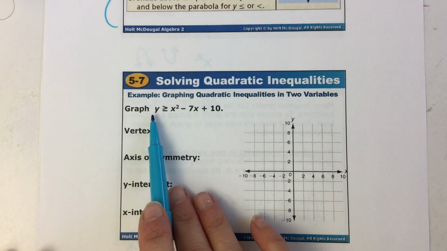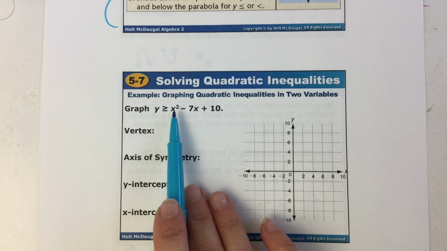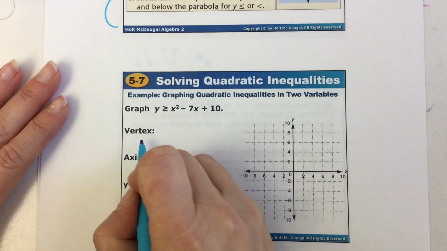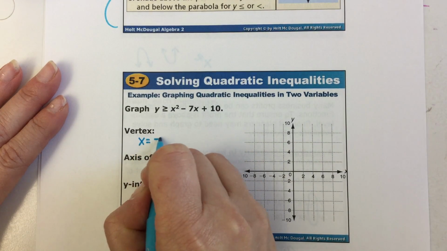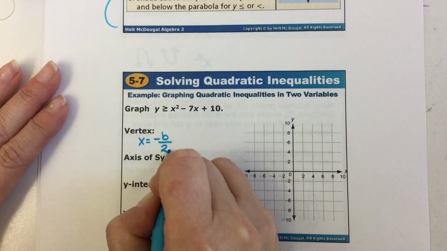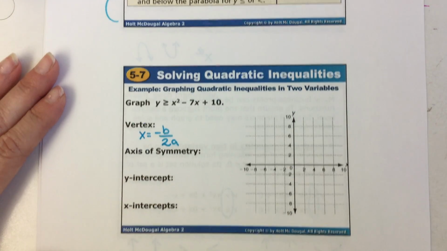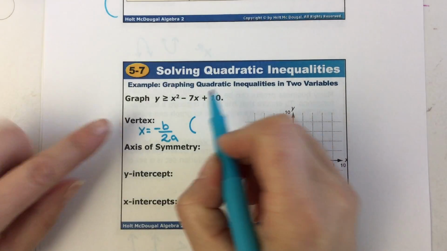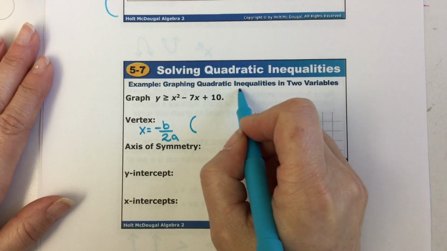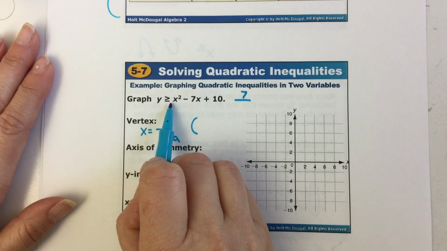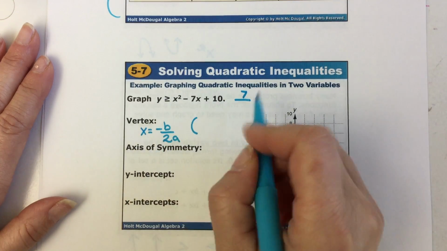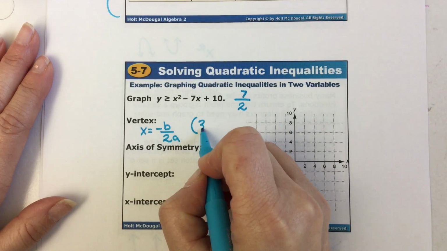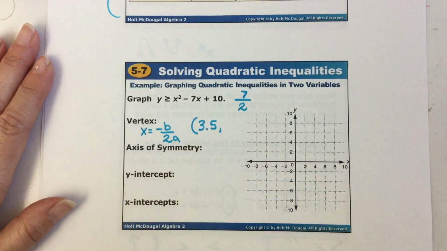So if I want to graph y is greater than or equal to x squared minus 7x plus 10, to find the vertex, x equals the opposite of b over 2 times a. That's how I find the x value. So it's going to be the opposite of b, so positive 7 over 2 times a. A is a 1, 2 times 1 is 2. 7 divided by 2 is 3.5.